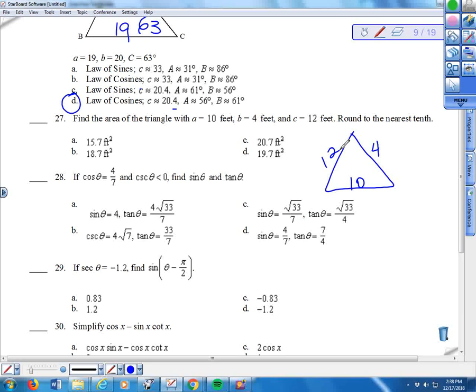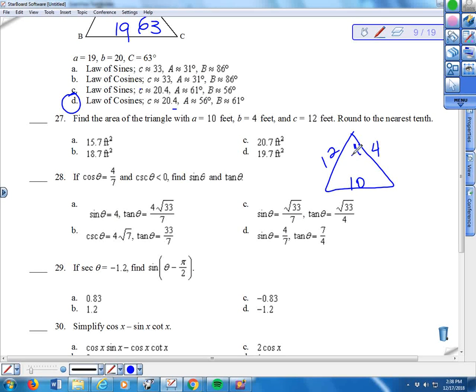This was one of my resource questions as well. If I know the angle between them, it's 1/2 AB sine theta. And this is not a 3, 4, 5 or anything like that. So I'm going to have to find an angle using law of cosines and then use 1/2 AB sine theta. So I'm just going to pick one of these. Let's pick this one.